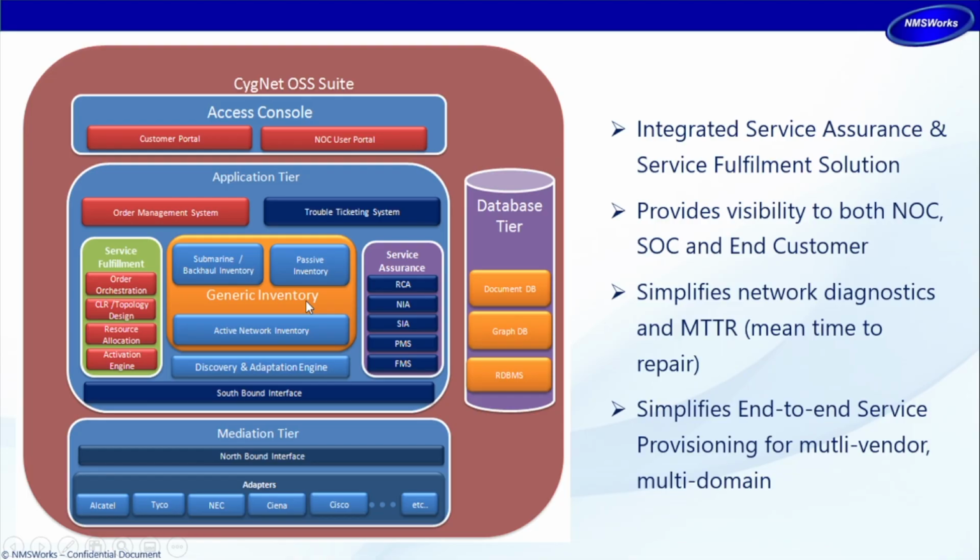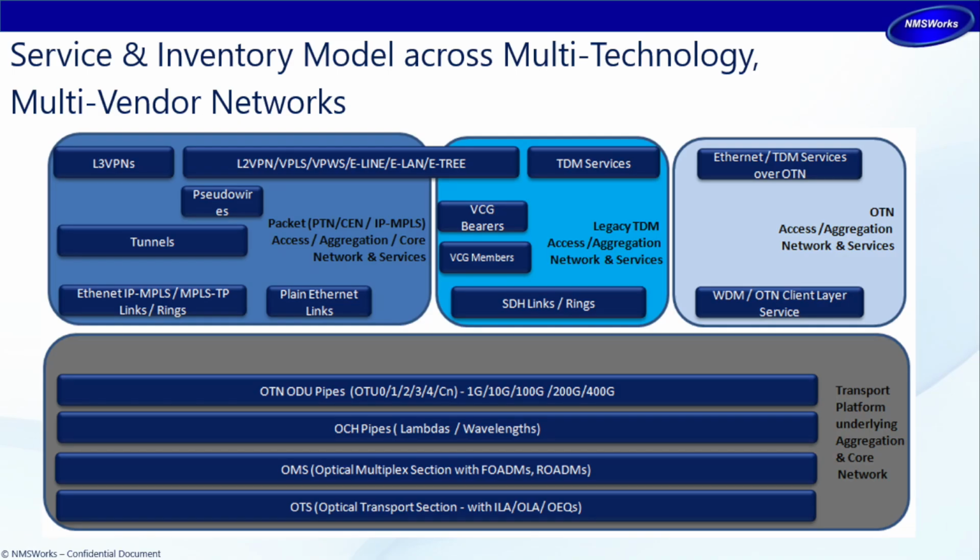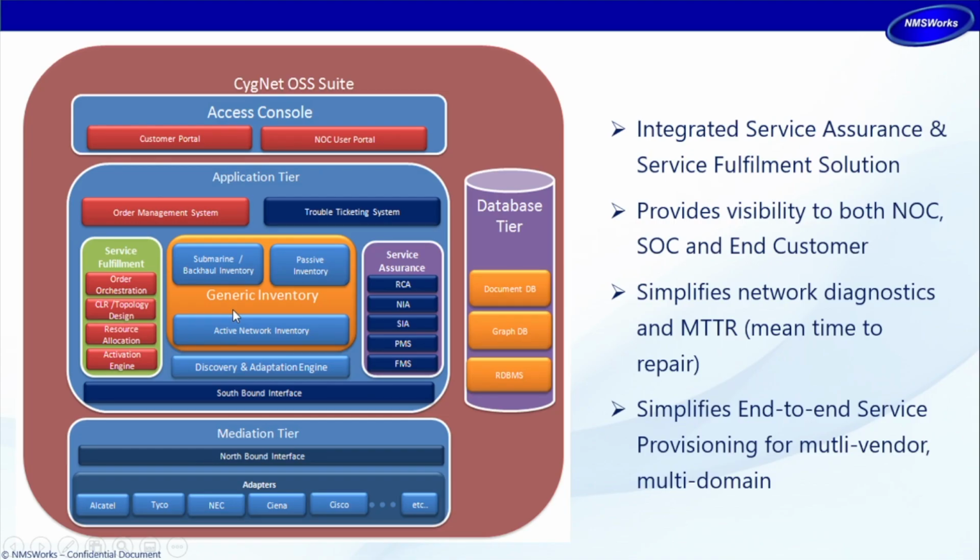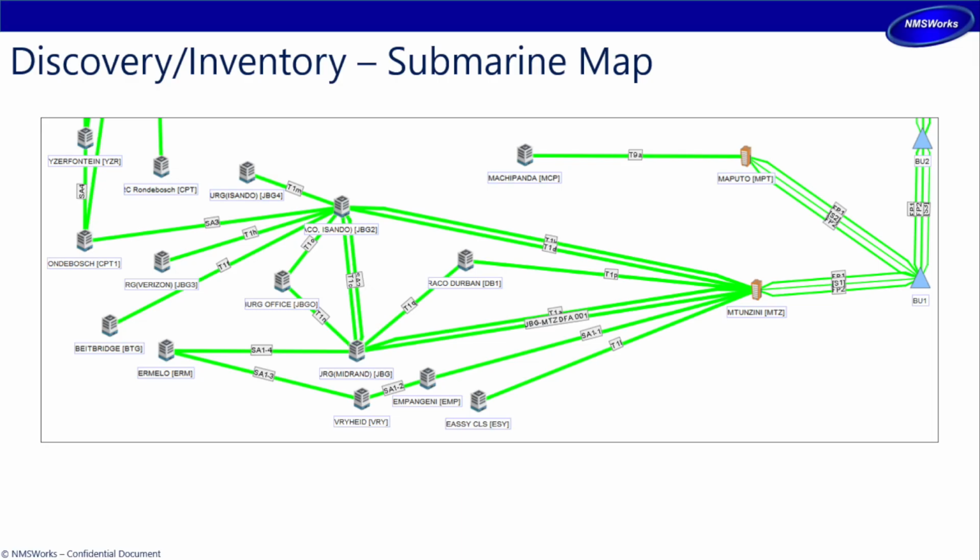The application layer is centered around an inventory. It's a generic inventory framework that is enabled by an auto discovery engine. So the active network inventory is discovered using the discovery and adaptation engine, which integrates with the mediation tier for discovering the physical and the logical inventory from the network. And those inventories are modeled in the active network inventory. And this generic inventory framework can be extended to handle various other inventory like the submarine and the black hole inventory and the passive inventory.